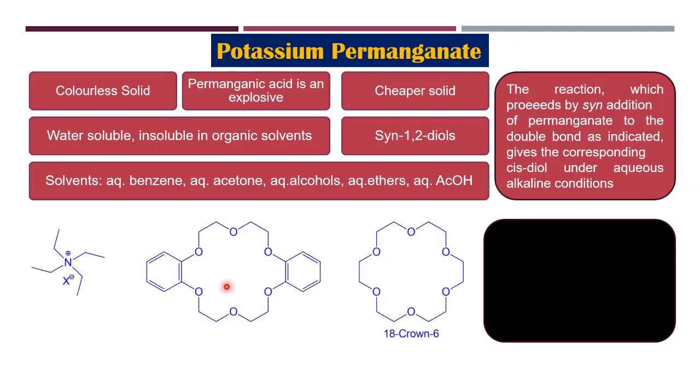So these are some of the phase transfer catalytic reagents that can be used along with potassium permanganate to carry out reactions in non-aqueous medium. If you want to introduce the KMnO4 minus unit into the non-aqueous medium, one can use tetrabutyl or tetraethyl ammonium chloride, or one can use 18-crown-6 to carry out these reactions.